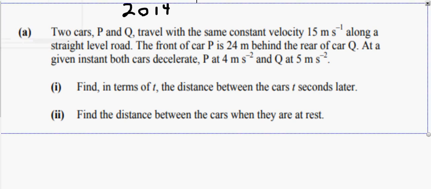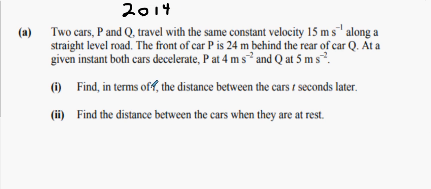Two cars P and Q travel at the same constant velocity along a straight level road, and the front of car P is behind the rear of car Q. At a given instance, both cars decelerate at 4 and 5 respectively, right? So let's represent red to be P, blue to be Q, and the distance between them is 24. Okay. Write the UVAST system for both of them, just to see roughly where we're at.